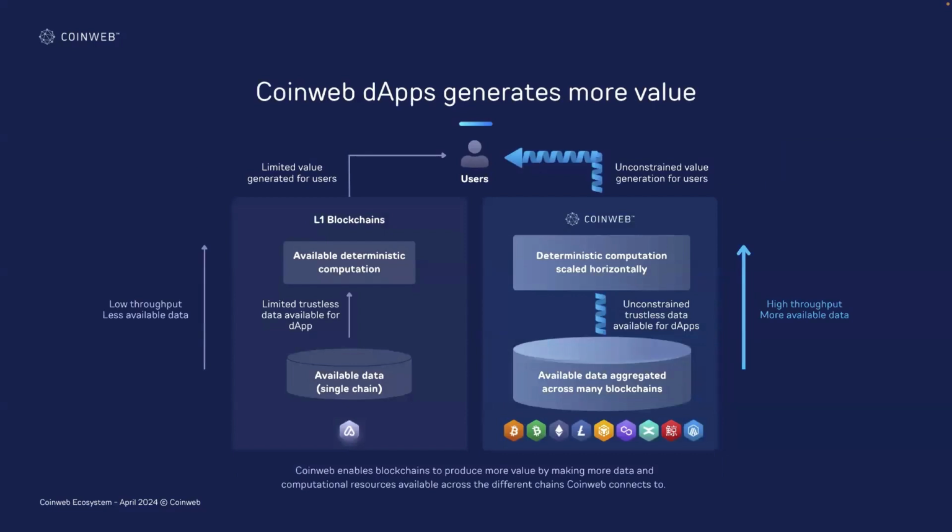So we do generate more value for applications. And why do we say that? It's because the applications built on CoinWeb have full L1 data availability, which basically means that they can merge all the data from all the chains that we connect to and provide that data to their users. So it's really unconstrained value generation for the users of the applications that are building on top of CoinWeb.